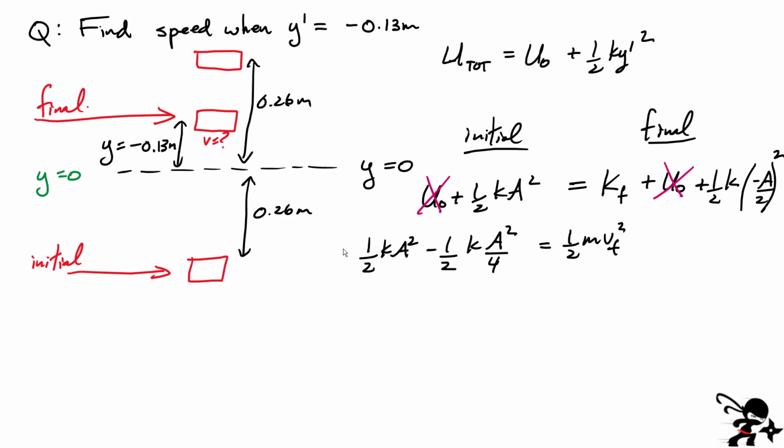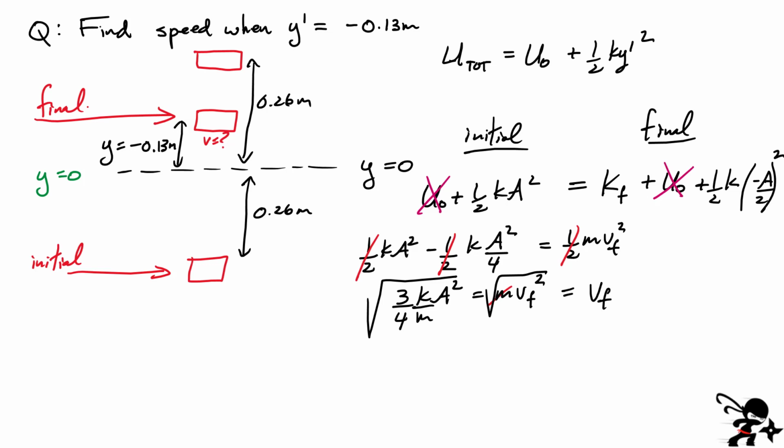Now we just have to group some of these terms. What do you get here? 1/2 kA squared and 1/2 kA squared over 4. Let's get rid of the 1/2, since the 1/2s are everywhere. Now this is easy, because I get kA squared minus kA squared over 4. So now I'm left with 3/4 kA squared, and here I'm left with m v final squared. I can bring the mass to the other side, and then I want to get v by itself, so I just take the square root of both sides, and then I get v final.